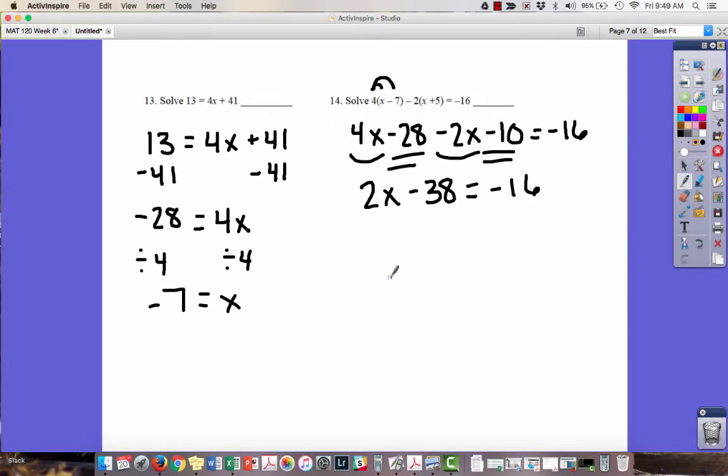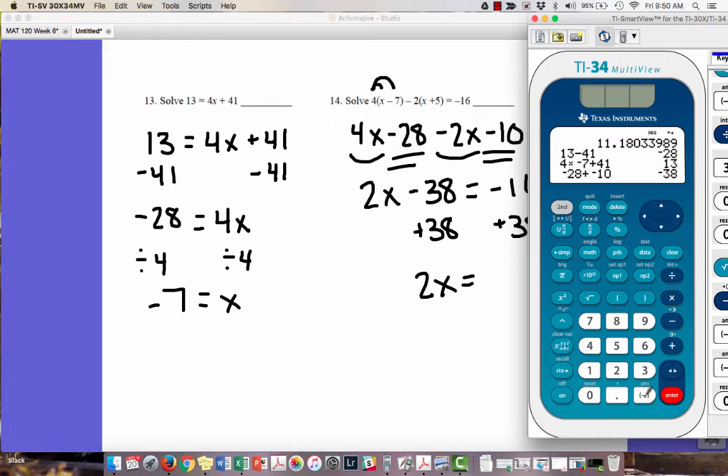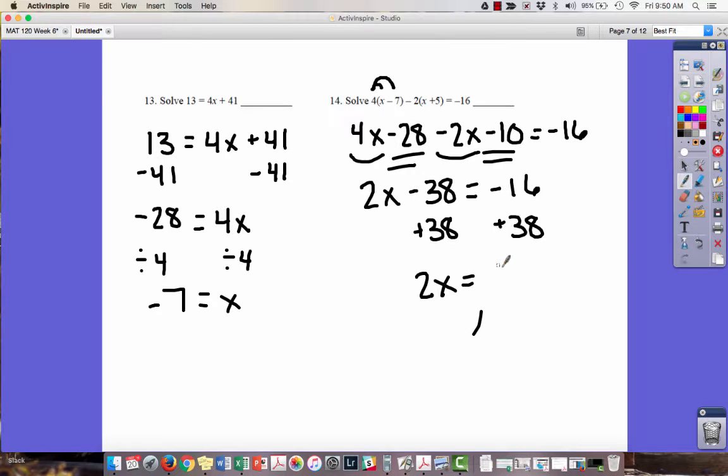So now I'm still trying to get x by itself. I'm going to get rid of the adding or subtracting first. So I'm going to go ahead and add 38, because it's the opposite, to both sides. That gives me 2x. And let's say I just hate fractions. I could do negative 16 plus 38, and I get 22.